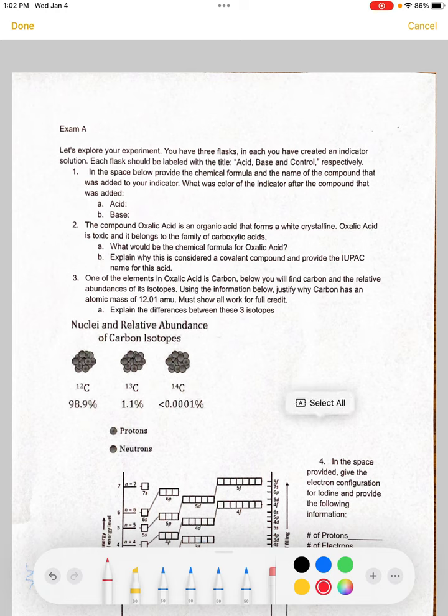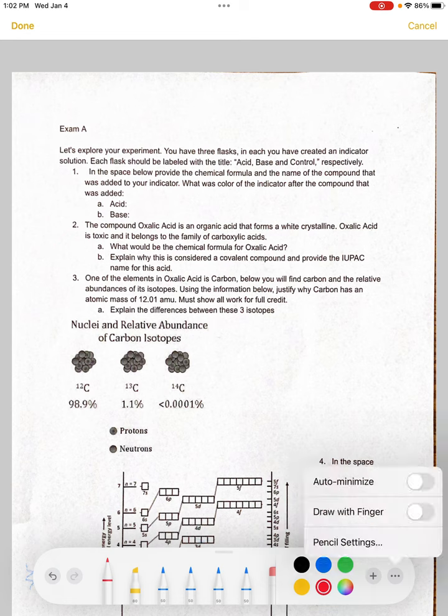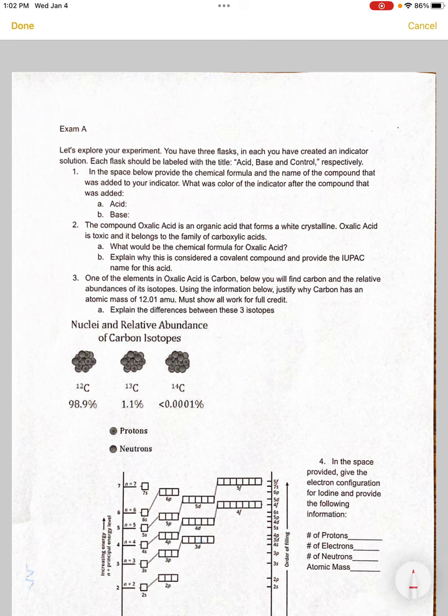in the space below, provide the chemical formula and the name of the compound that was added to your indicator, and what was the color of the indicator. Okay, so this one's actually pretty simple, depending on whatever formula you used. For example, I think one of the acids was H2SO4, and then one of the bases was NaOH. I'm going to just use these two as an example. So you're supposed to give me the chemical formula of each.